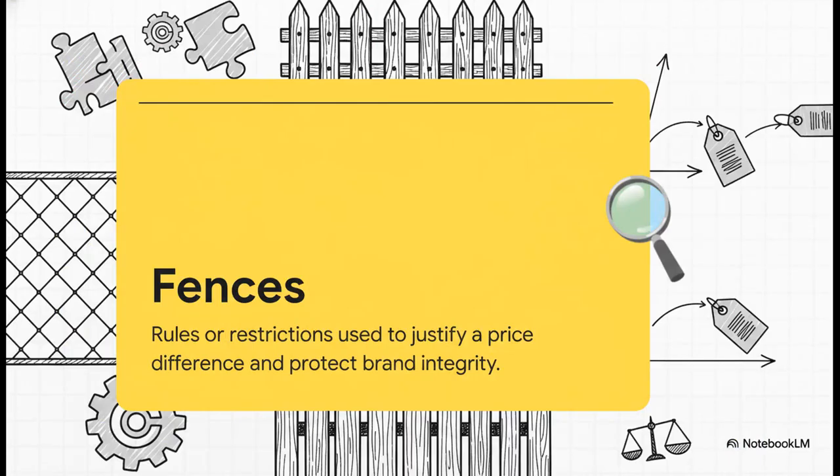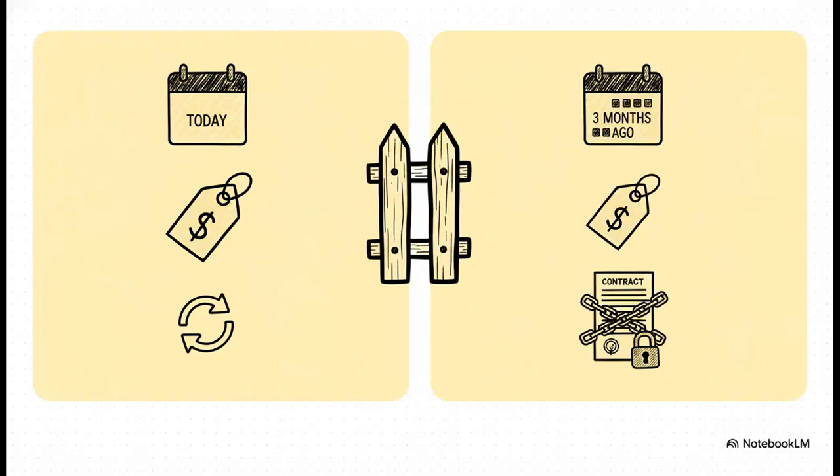You build fences. A fence is just a rule or a condition that separates your customer groups and gives a clear, logical reason for the price difference. It's the tool you use to turn that feeling of, "that's not fair," into an understanding of, "oh, I see, that makes sense." And this is a perfect example of a fence in action.